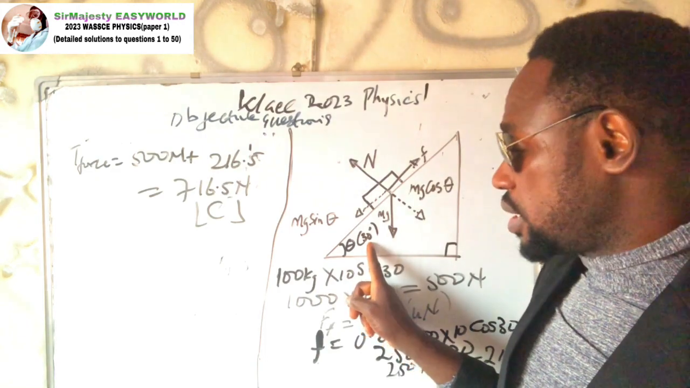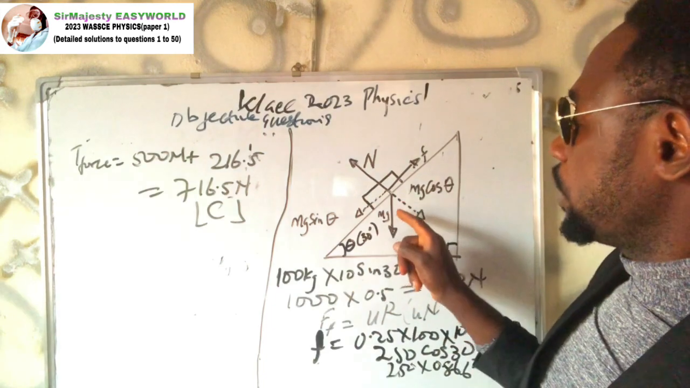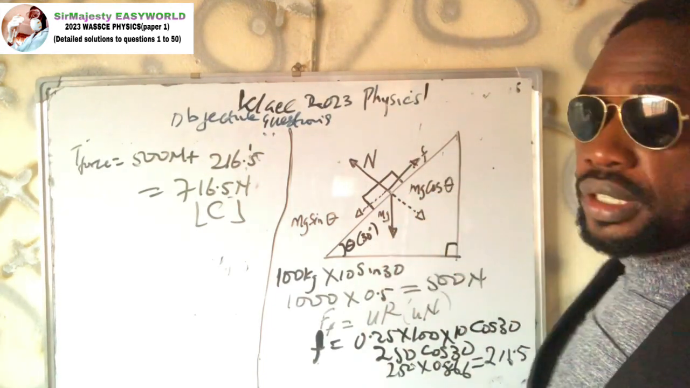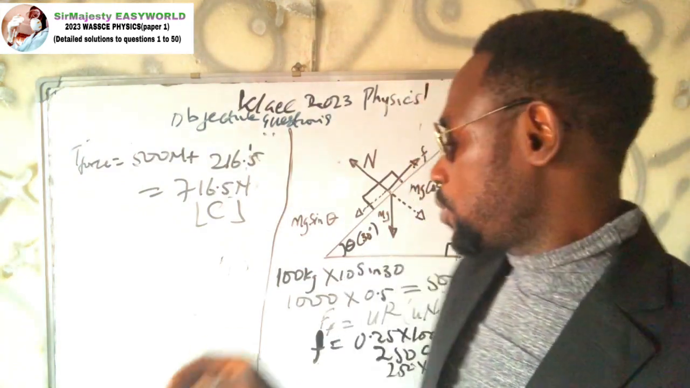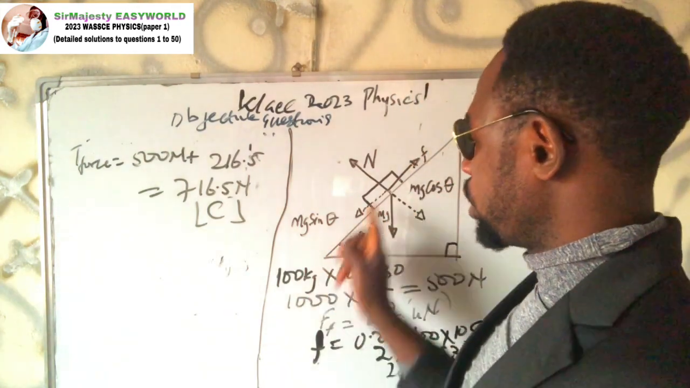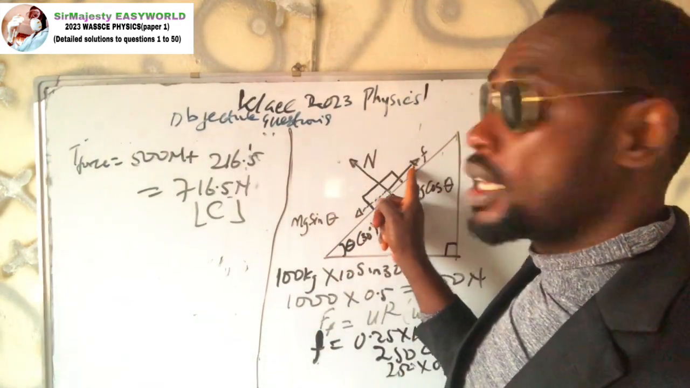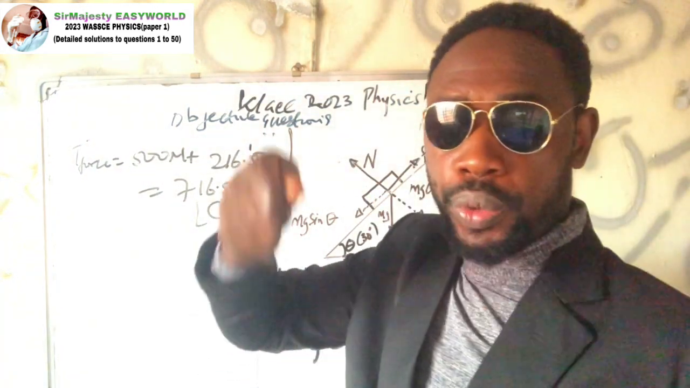If this becomes 60, sine 60 is obviously more than sine 30. But a corresponding increase in the angle of inclination will cause a decrease in the frictional force. So the application here is that if you want to incline this for loading goods, you don't increase this angle so much, because it will lead to more opposing force that will be required to pull it up.